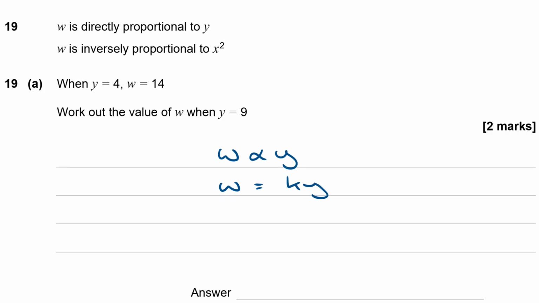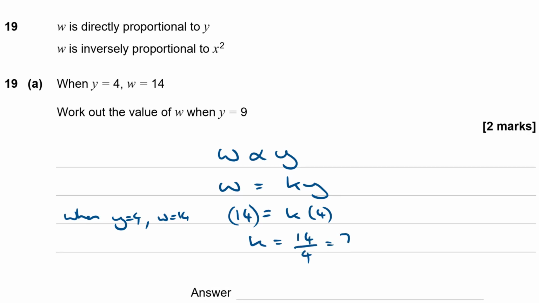Now we're given two values that go together, so when y equals 4, w equals 14, so we can sub those in to find k. So 14 equals k lots of 4. Rearranging for k is equal to 14 over 4, which is 7 over 2. Okay, so w equals 7 over 2 lots of y.